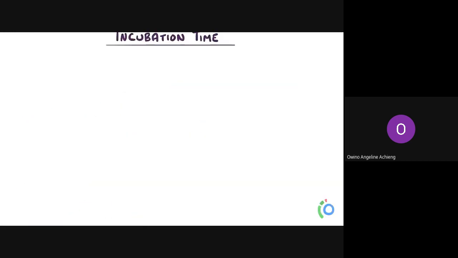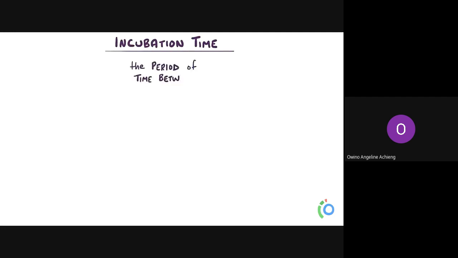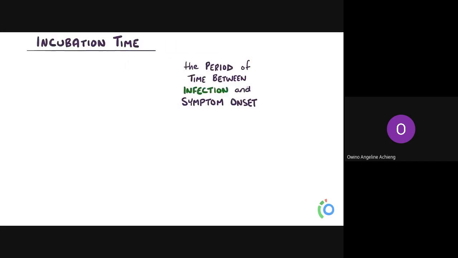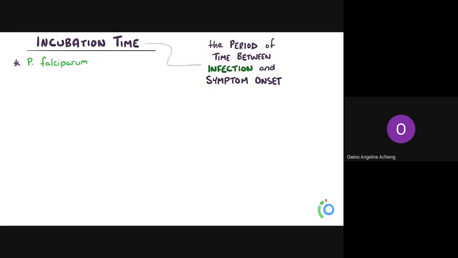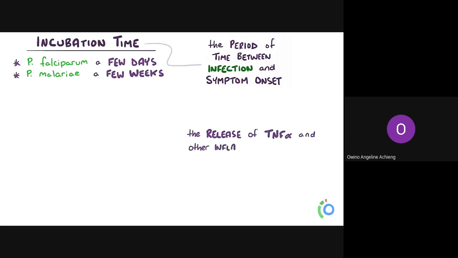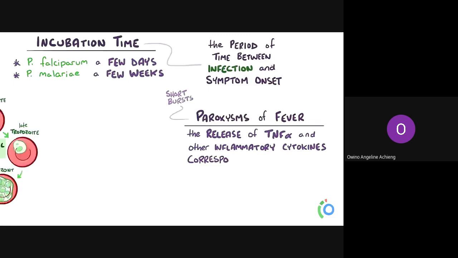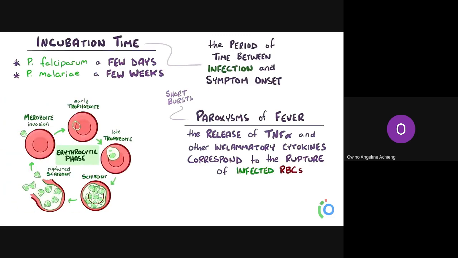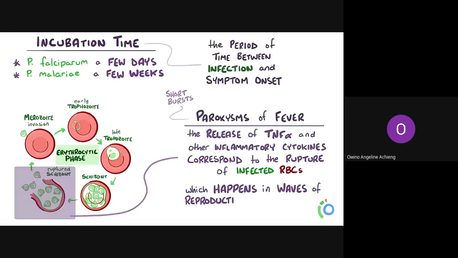Now, the incubation time, which is the period of time between infection and symptom onset, varies depending on the Plasmodium species. Plasmodium falciparum incubates for a few days, whereas Plasmodium malariae incubates for a few weeks. The release of tumor necrosis factor alpha and other inflammatory cytokines causes fevers that typically happen in paroxysms, or short bursts, and correspond to the rupture of the infected red blood cells, which happens in waves of reproductive cycles unique for each Plasmodium species.